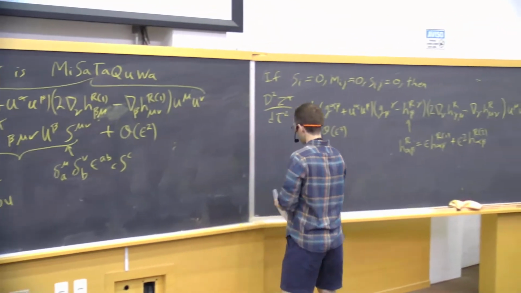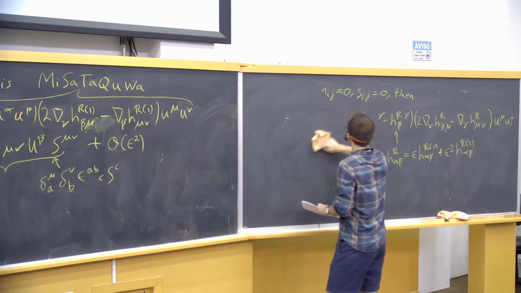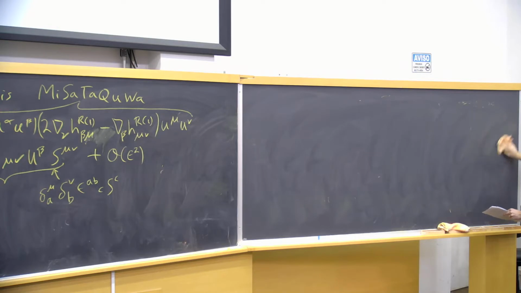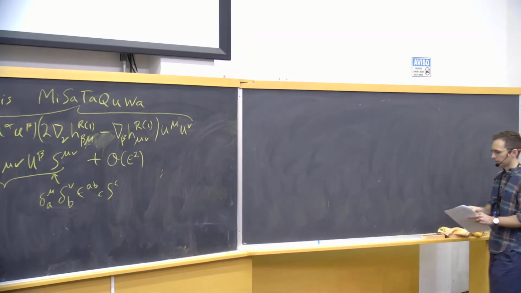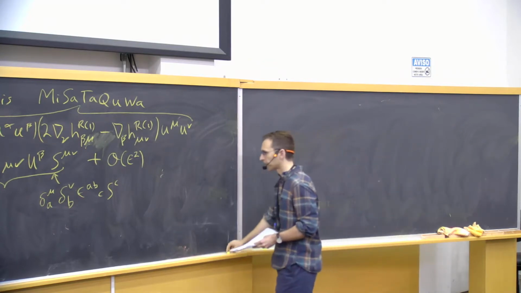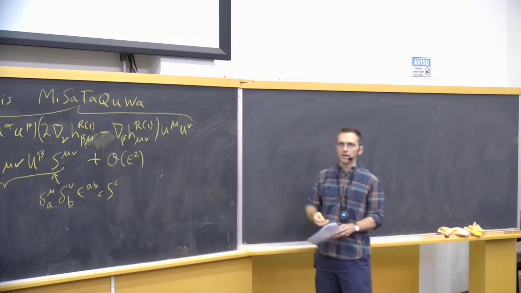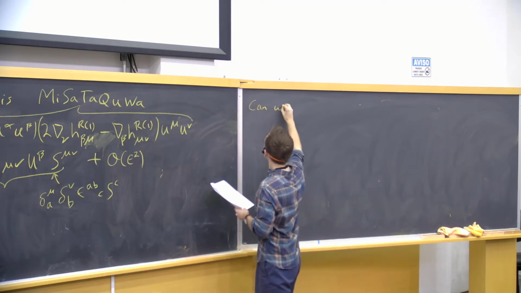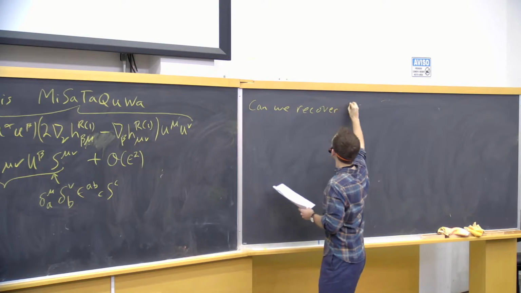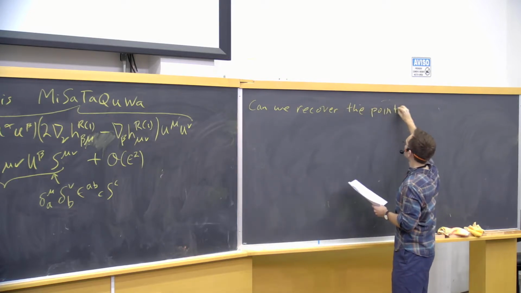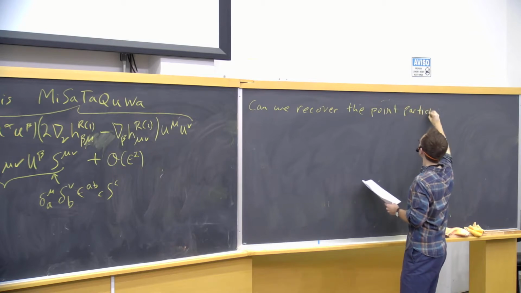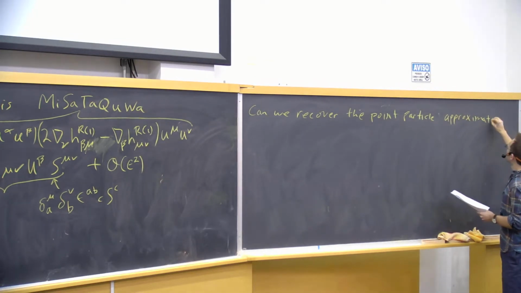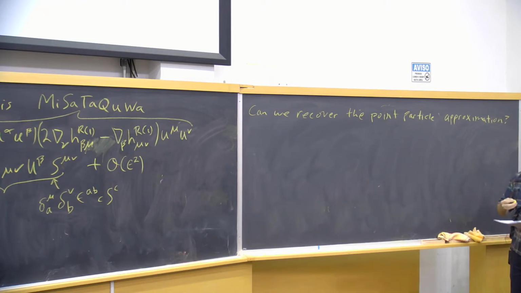Okay, now before I started on all this matched asymptotic expansions, I was talking about the small object as a point particle, and then I kind of ditched that approximation, but now I want to return to it. So after all this structure, all this formalism getting to these results, we can ask, can we recover the point particle approximation that I was describing everything in terms of in the first couple lectures?